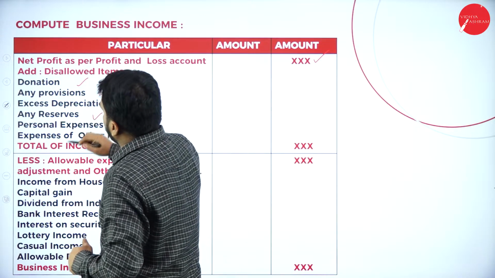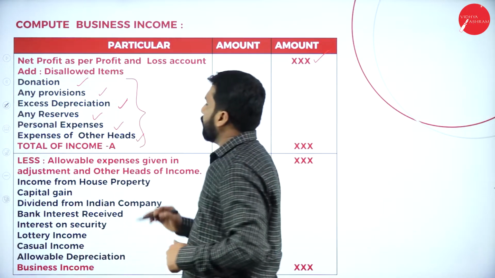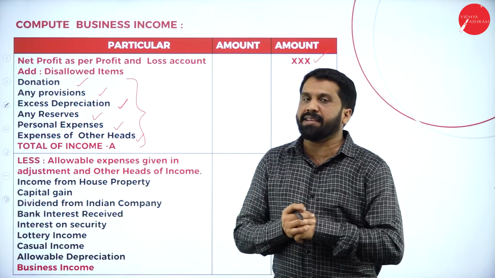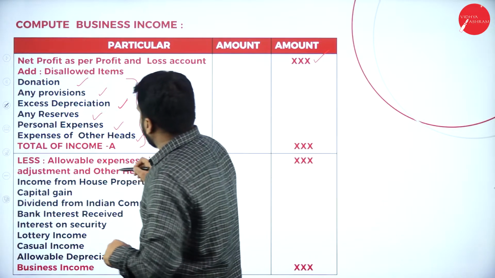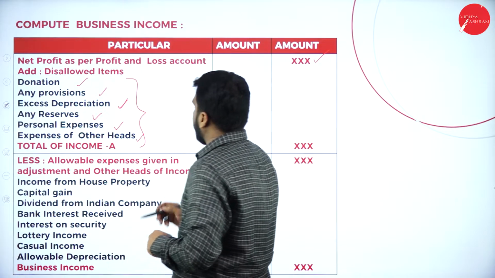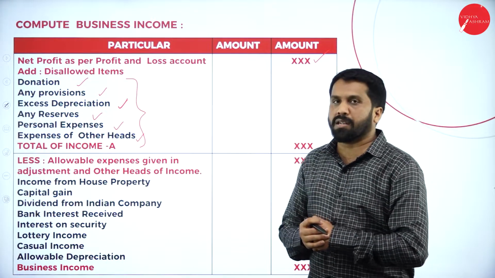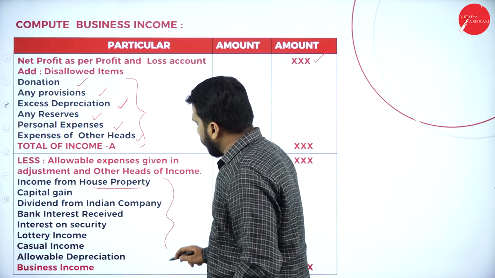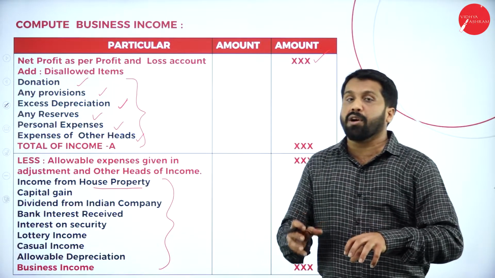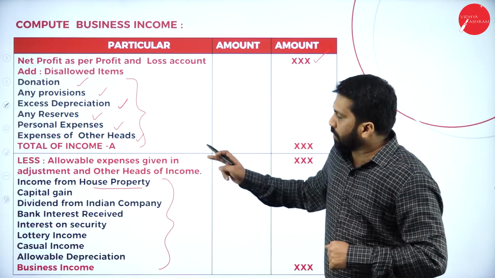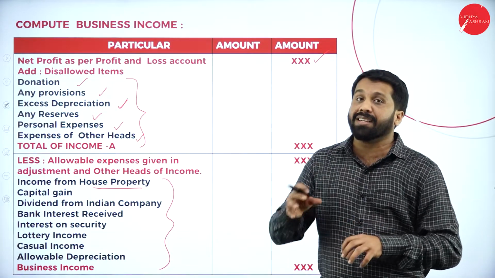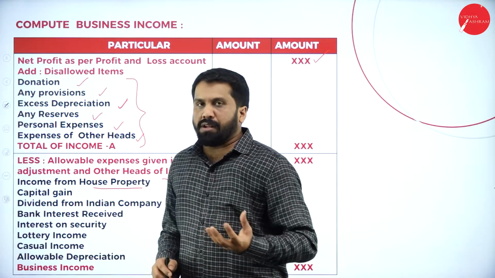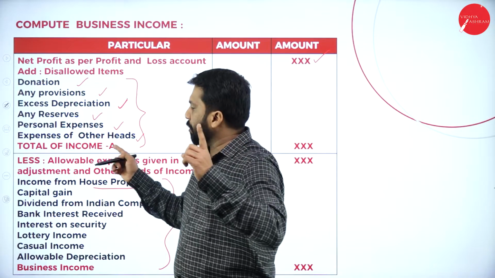Now, any reserve, personal expenses, expenses of other head. These are the things you are supposed to add. Now, what are the things you are supposed to minus? I'll show you. Now, allowable expenses given, adjustment and other head of income. Now, which are those? Income from house property. See, whatever is mentioned here is other than your business income. Again, I'll repeat, whatever is mentioned here are other than business income. Now, income from house property, you know that we calculate under house property, not under business.